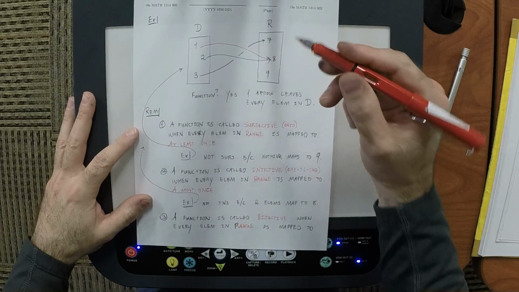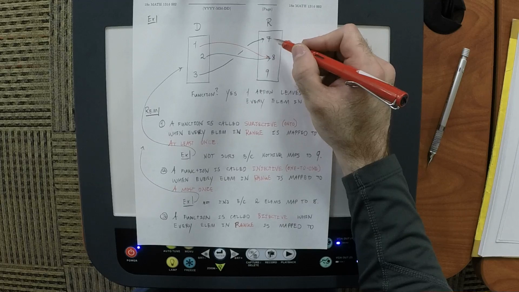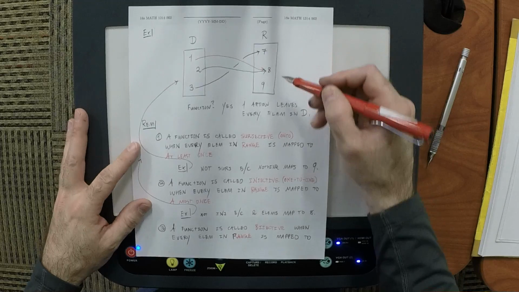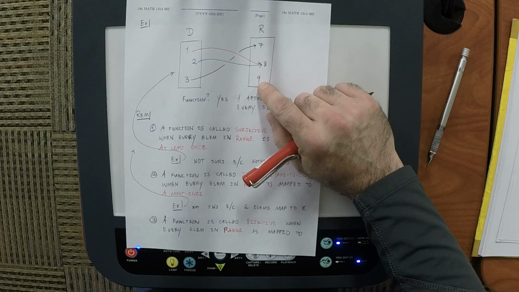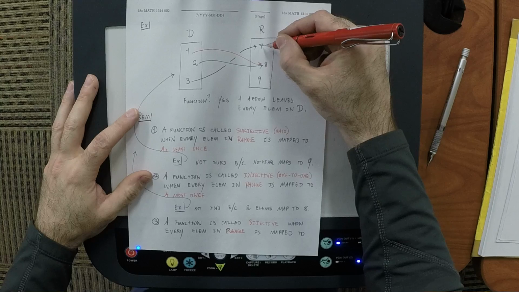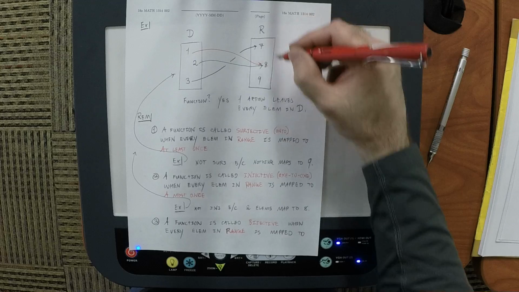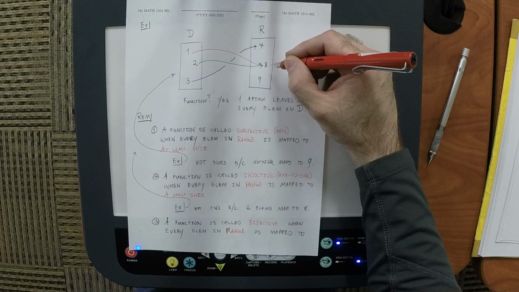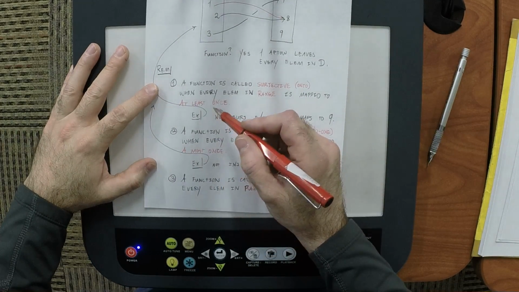Which means that it's permitted for everything to have one arrow pointing to it or 0. Is this injective? How many things point to 9? None. So where injective is concerned, 0 is okay. How many things point to 7? 1. Where injective is concerned, 1 is okay. How many things point to 8? 2. That's too many. At most 1 can.